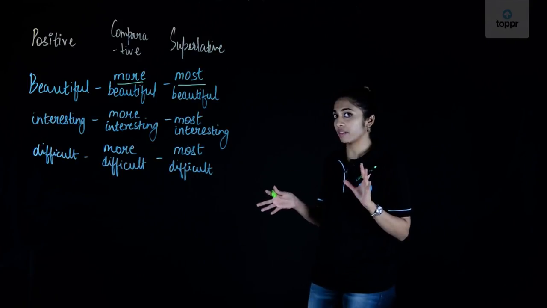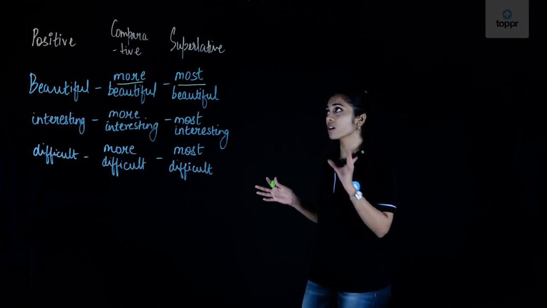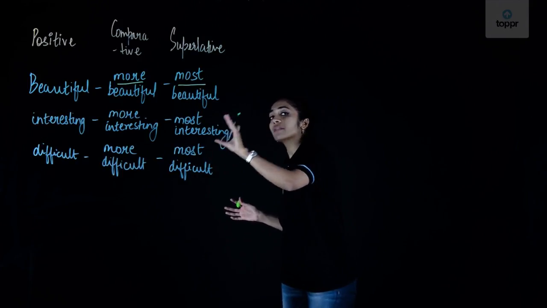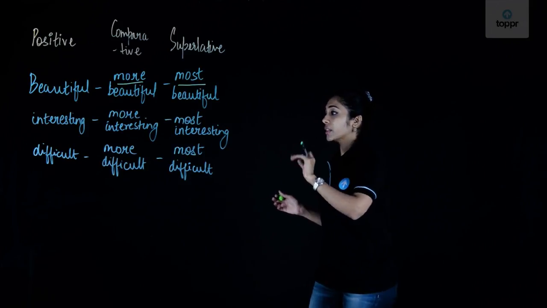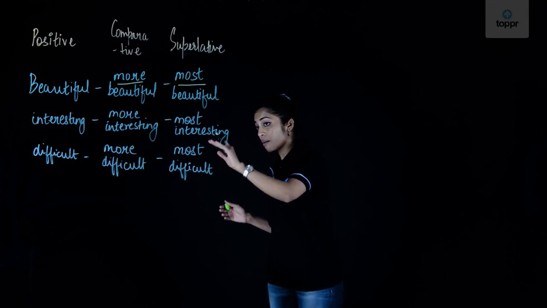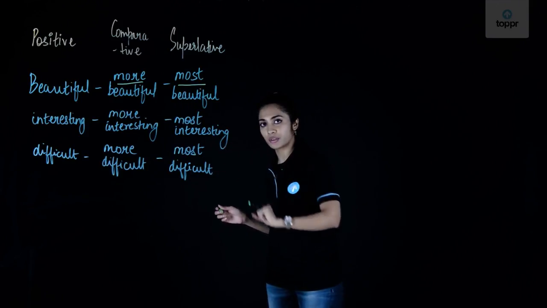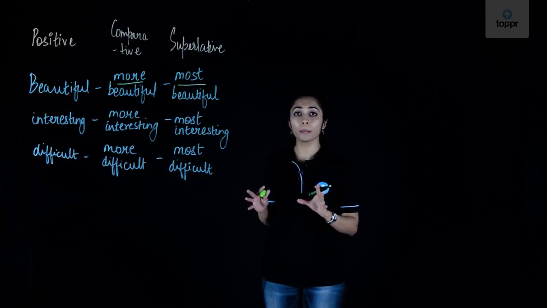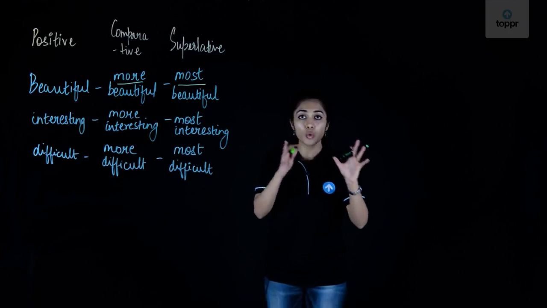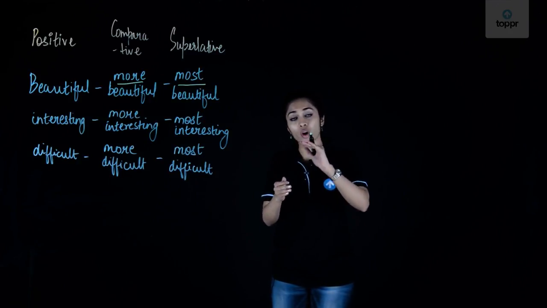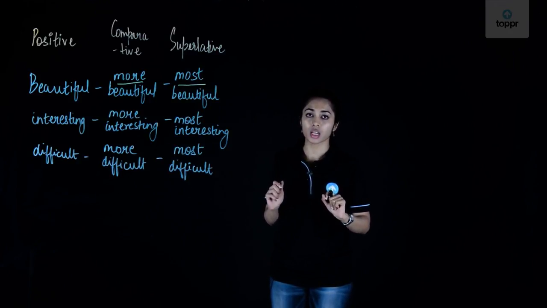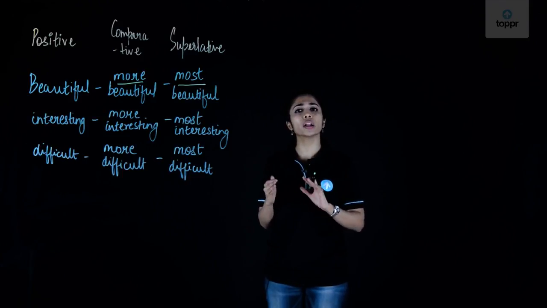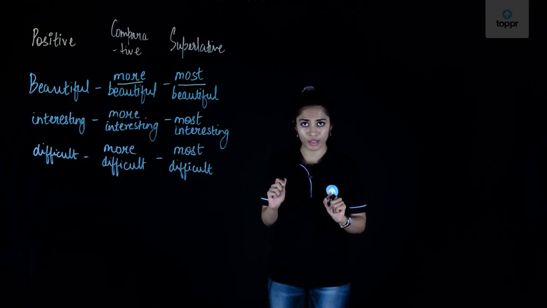So, there you have it, example sentences with the form of comparative and superlatives. The next word is difficult, more difficult and most difficult. So, now we understand how to form comparatives and superlatives of one or more syllable words. Next, let's just move on to the exceptions of these rules.